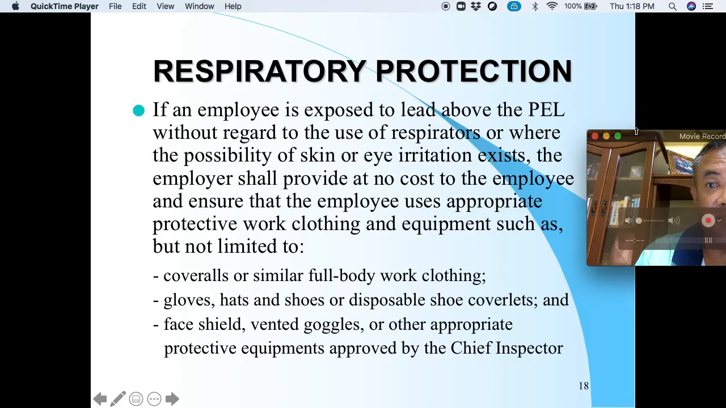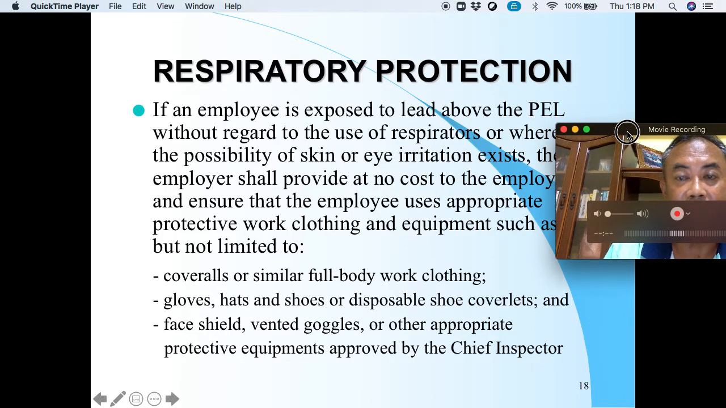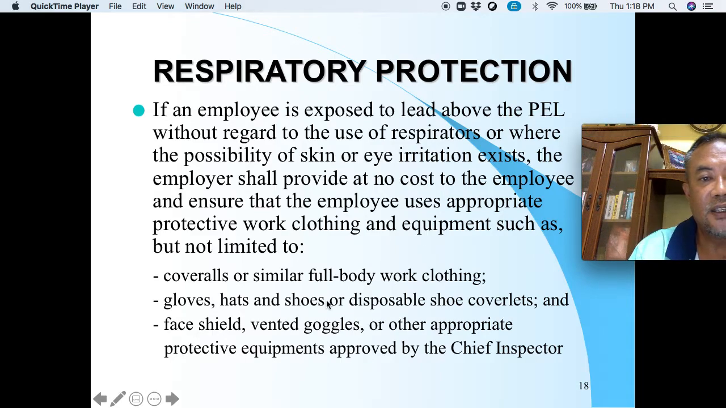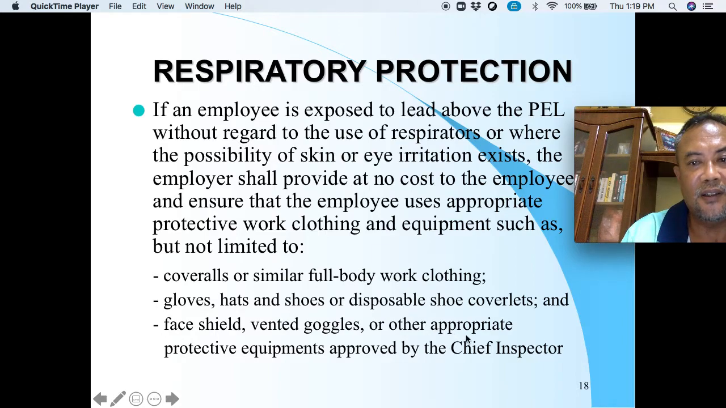If the exposure to lead is above the PEL, they said they should give the worker coveralls or similar full body work clothing, gloves, hats, and shoes or disposable shoe coverlets, and face shield, vented goggles, or other appropriate protective equipment approved by the DOSH. Similar to right now with COVID-19, they use coveralls, all this thing, similar to the COVID-19.